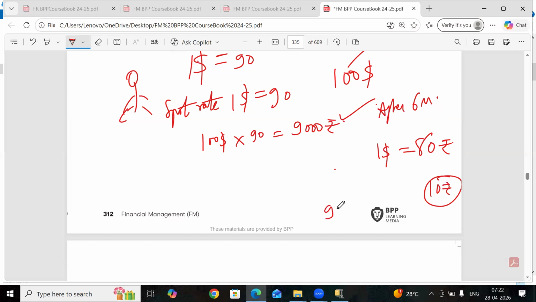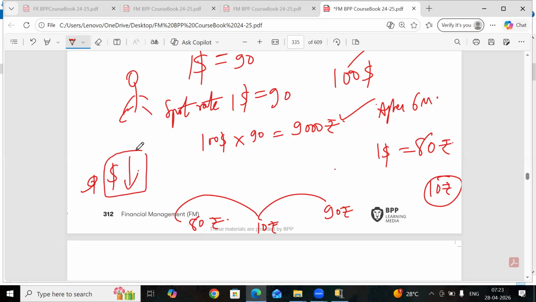I took 90 rupees with me, but the bank said keep your 10 rupees with you and only pay me 80 rupees. What does it mean? It means I'm paying fewer rupees, or fewer units of rupee, to buy 1 unit of dollar. So the dollar has depreciated. If my foreign assets' value depreciates, it's a loss for me.